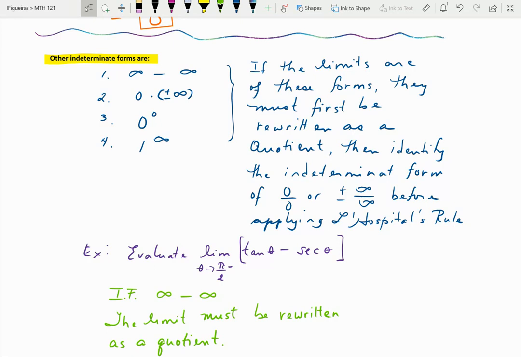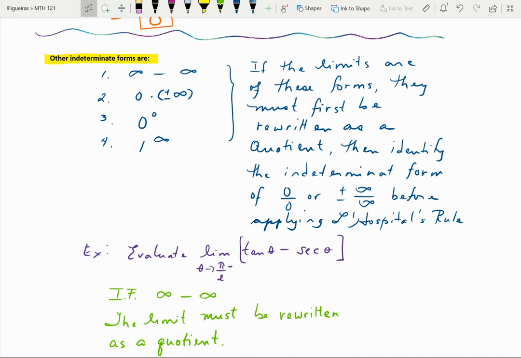So the first possibility is if you have an indeterminate form of infinity minus infinity. The second one would be 0 times plus or minus infinity. So the infinity could be either approaching positive or negative infinity. The third one is if you have 0 to the 0 as an indeterminate form. And the last possibility here would be 1 to the infinity.